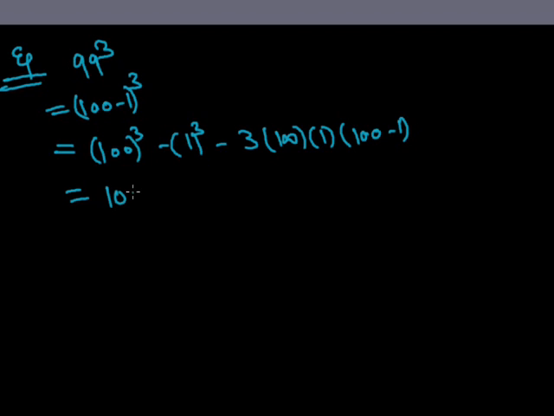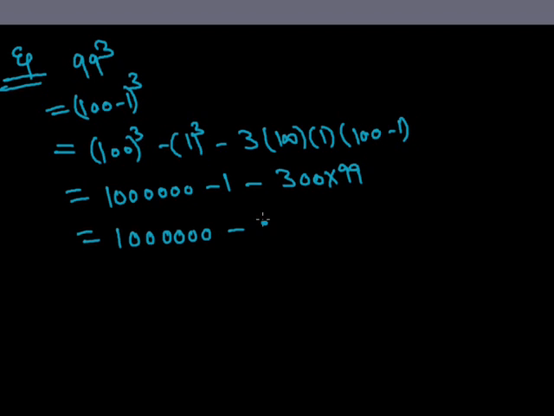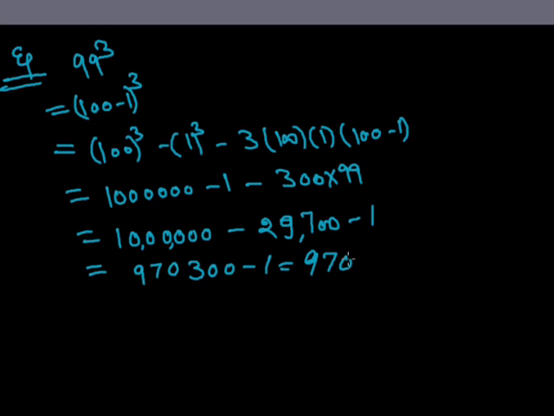It can be further solved and written as 29700 minus 1. We can write it as minus 1, that is 970299. Let's do some other examples on it.